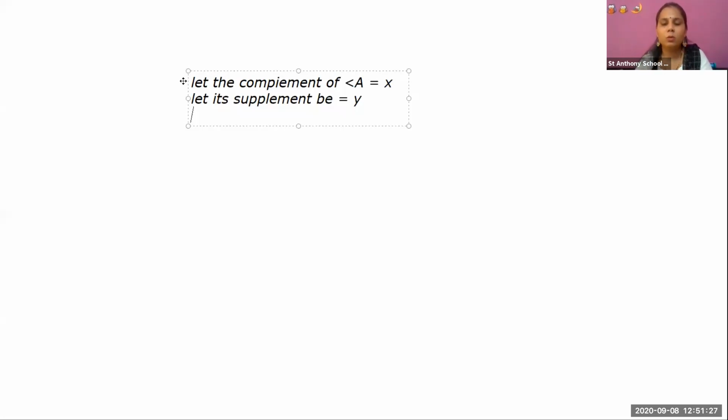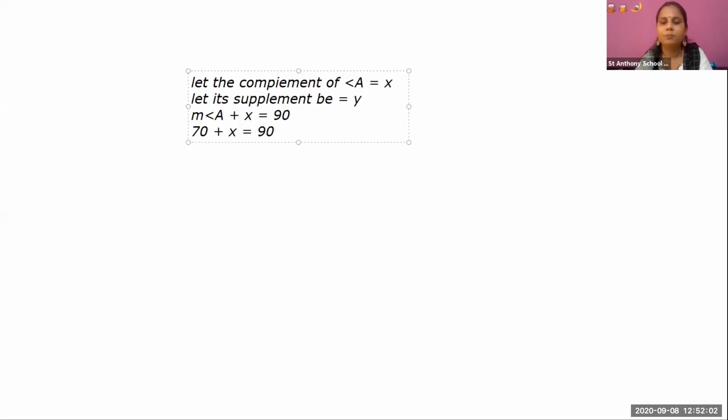Now, measure of angle A plus x is equal to 90 degrees, right? 90 degrees, because we have to find the value of the complement of angle A. Now, what is the value of angle A? It is 70 degrees, right?